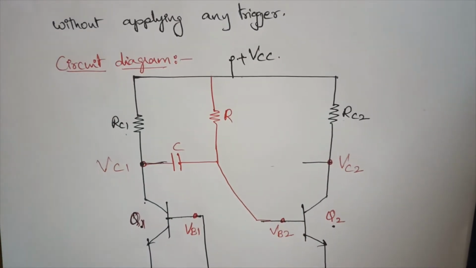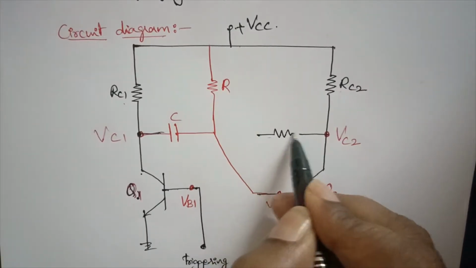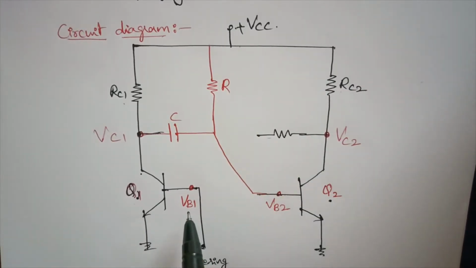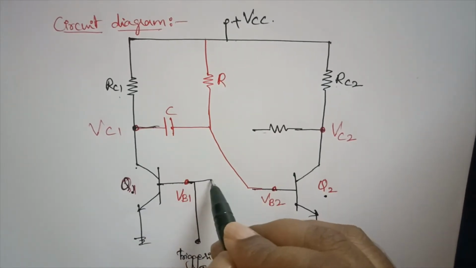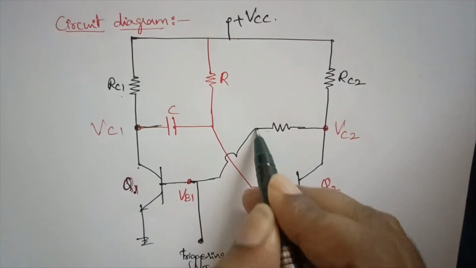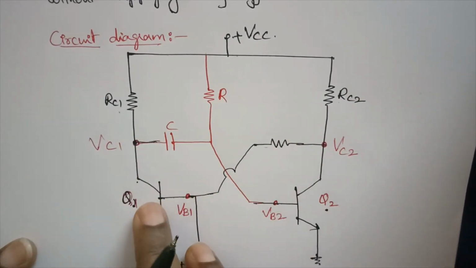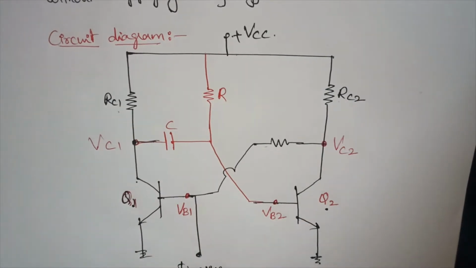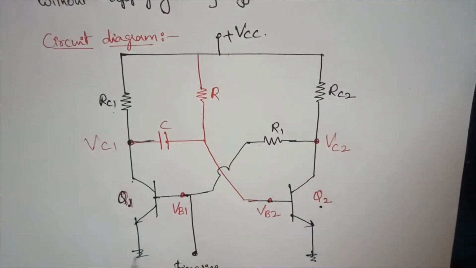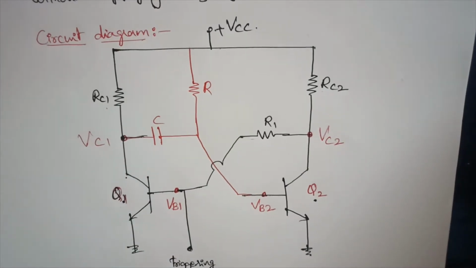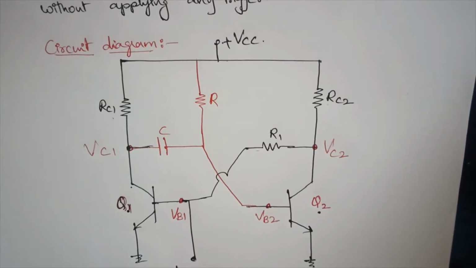Here the output of Q2 is connected to the input VB1. Remember that the circuit should always be cross coupled. So this is the circuit diagram. This resistor I am naming R1. This is the circuit diagram for the monostable multivibrator. So let's start the operation.